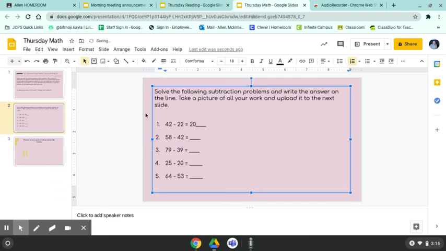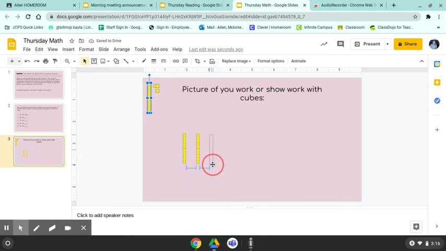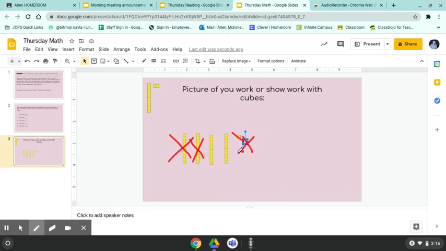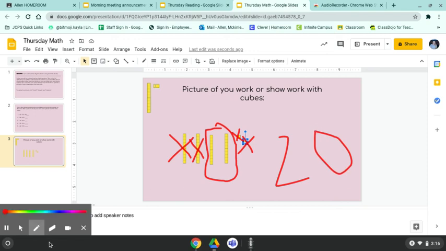Now, like I said, you can also do this on paper. If you would like to do it on paper, you're just going to draw out your sticks, or your ones and tens, your little cubes, and then you just mark out. So if I have 42 right here and I want to subtract 22, I'm going to mark out 2 tens and my 2 ones. Then I'm going to see what I have left that doesn't have an X around it, which is 2 tens or 20. So you can do it either way.